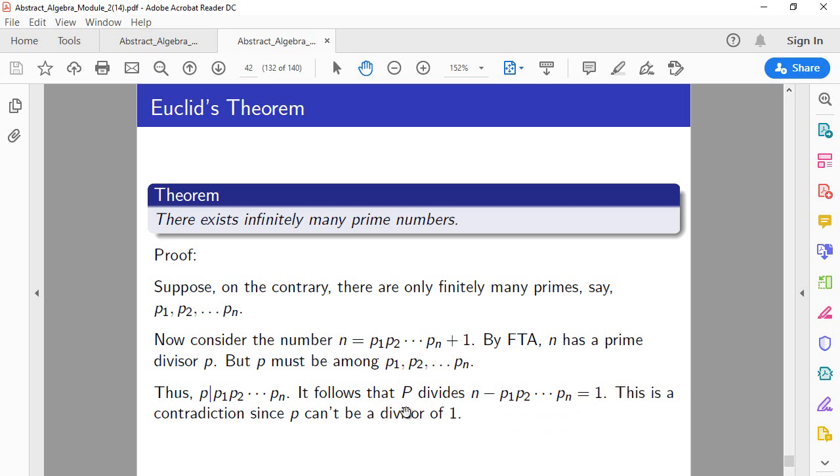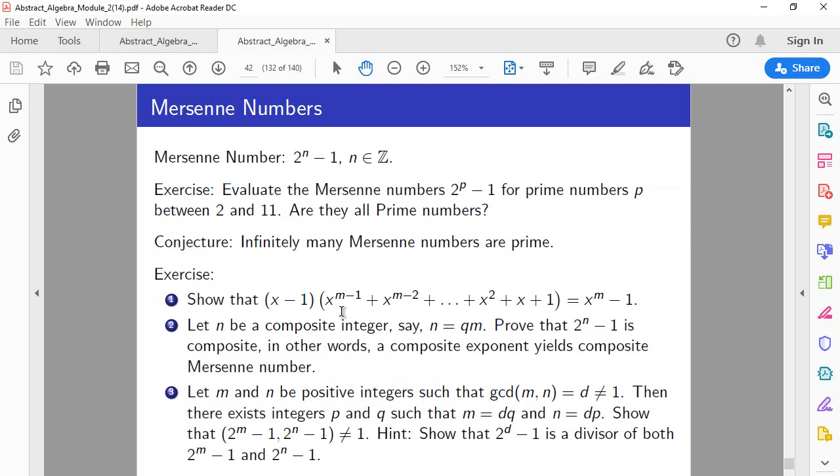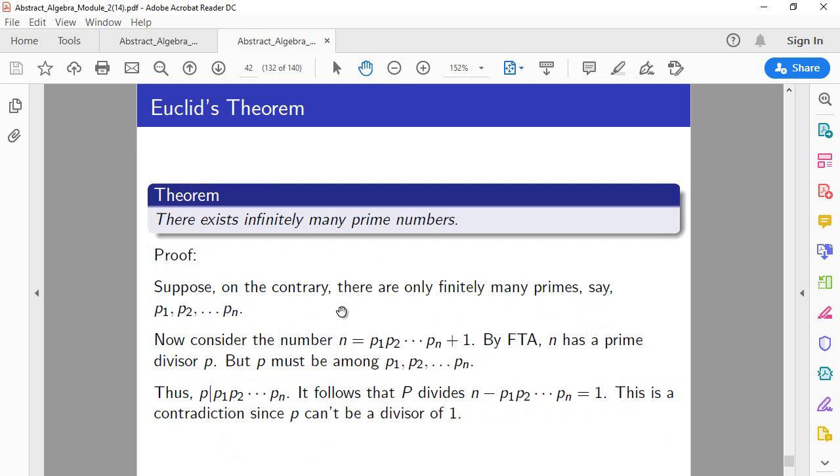Well, this contradicts the fact that p is a prime number, and a prime number isn't something that can divide 1. So we are getting a contradiction. Our assumption that there are only finitely many prime numbers leads us to a contradiction, and therefore that assumption must be wrong. So there's got to be infinitely many prime numbers.